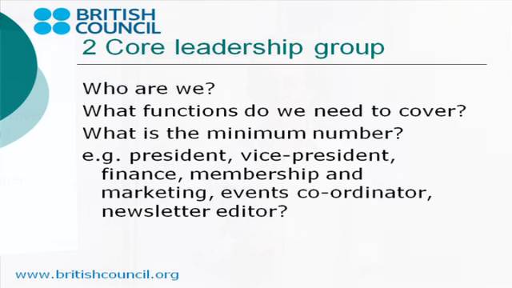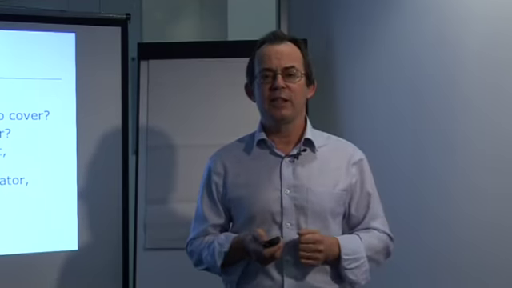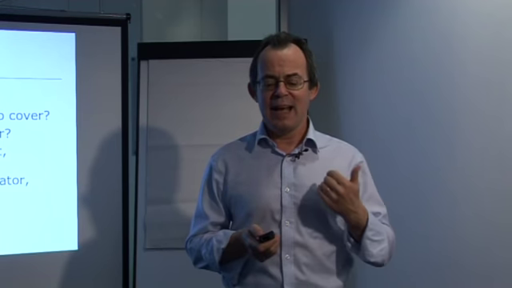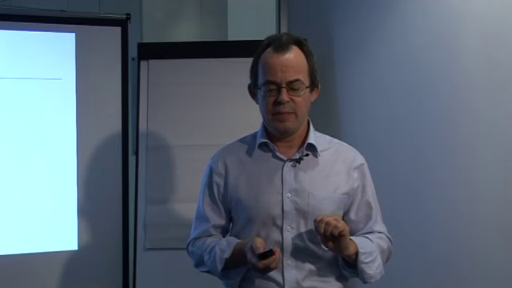So what is the minimum number? Well, for example, you might want to think in terms of a president and a vice president, someone responsible for finance, a membership and marketing person, an events coordinator, and if you're going to provide a newsletter, some kind of newsletter editor. So in other words, the first thought seems to be, what are the functions we need to cover? How many people do we need to have a properly functioning team?